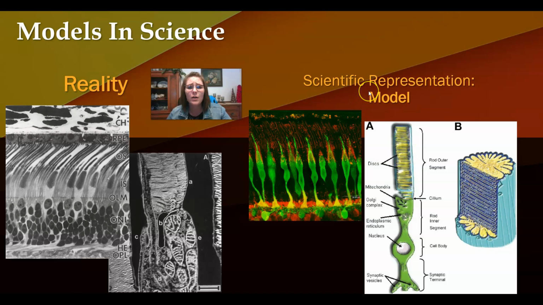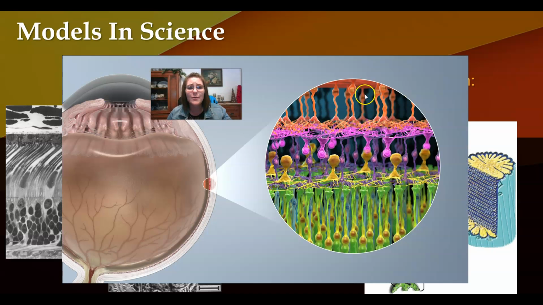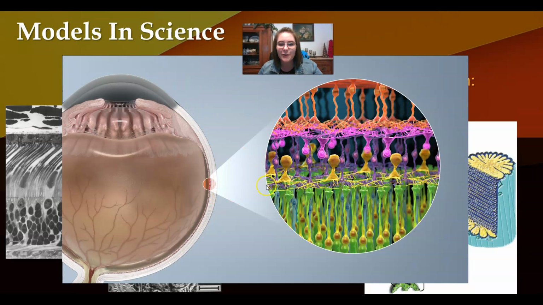So let's take a second to talk about why we do models. Oh, I wanted to zoom in on that eye for you and show you how many different layers of different types of tissue there are just inside this really thin layer around most of the back of your eye. It's pretty nuts.